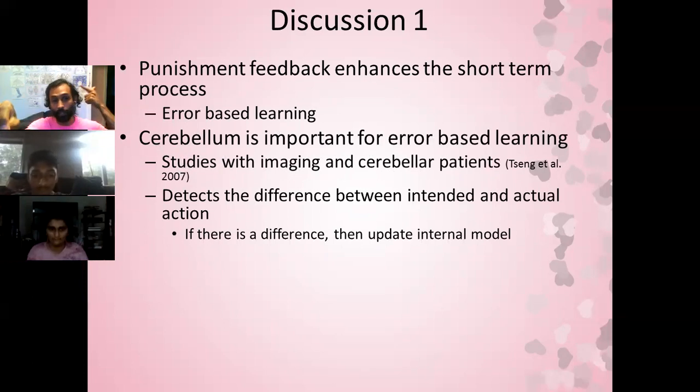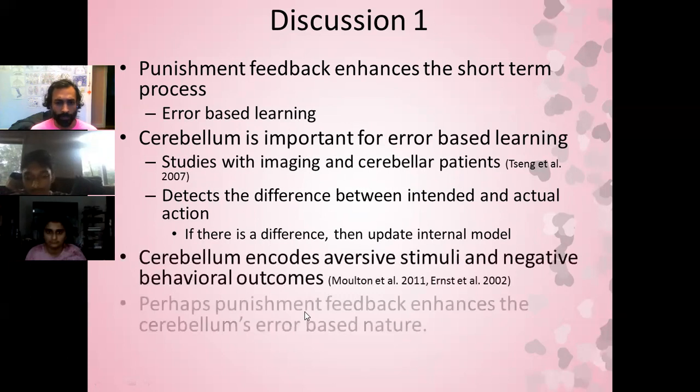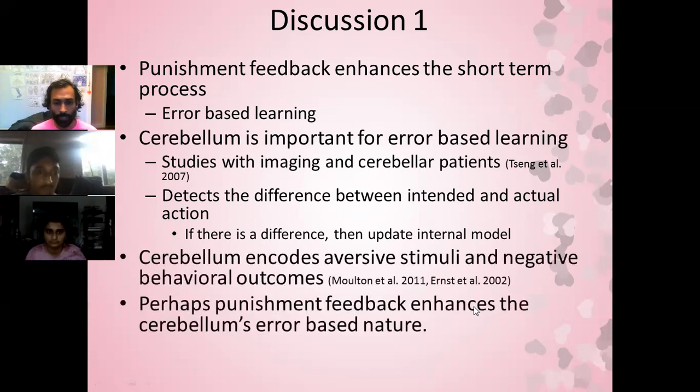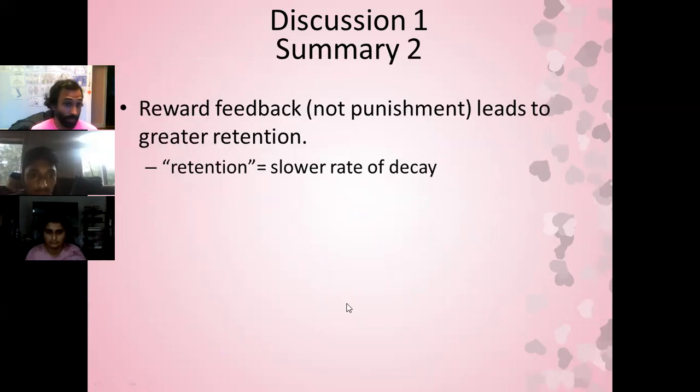If you make a mistake, the cerebellum is like, oh, I should have been here, but I was here. And then it tries to use that feedback to update the internal model. Okay, so perhaps punishment feedback enhances the cerebellum's error-based nature. And that's in the early stages of learning, maybe.